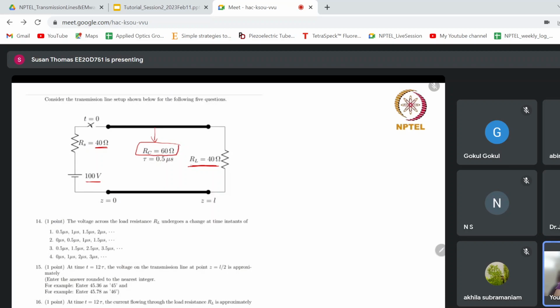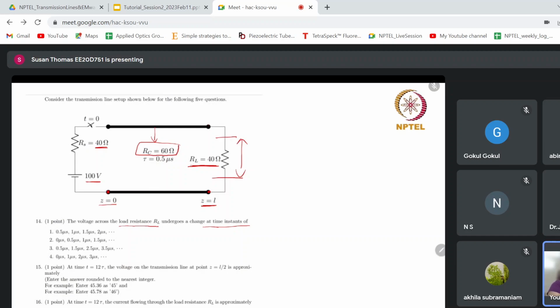Now this is at position z equal to 0, and this is at position z equal to l, meaning l is the length of the transmission line, and the wave is propagating from z equal to 0 to z equal to l. Now let's have a look at the question. What is being asked? Voltage across the load resistance RL undergoes a change at time instance. We need to know at what time instant voltage across RL will have a change. So that is our question.